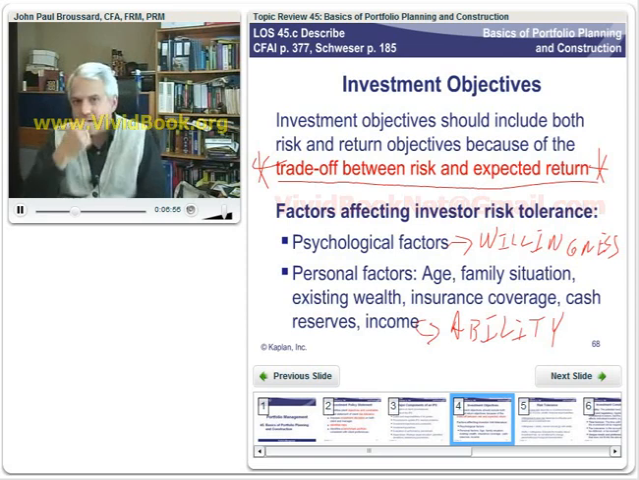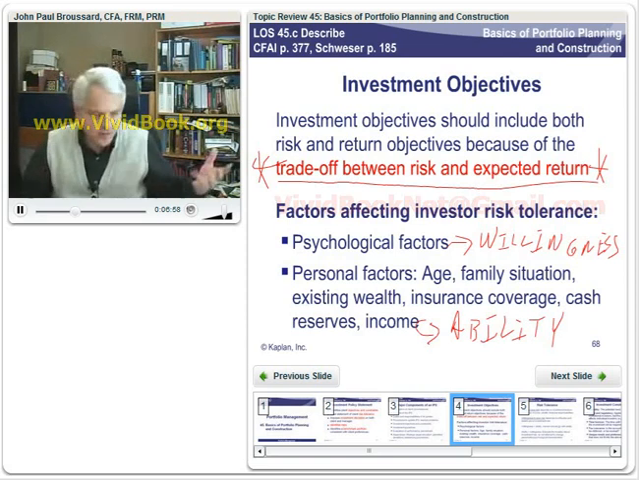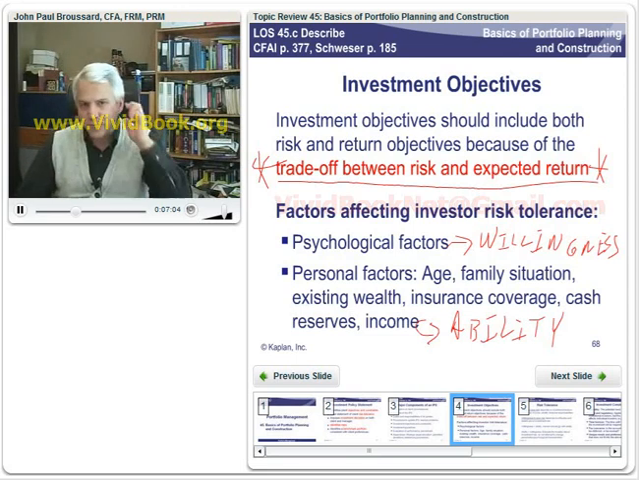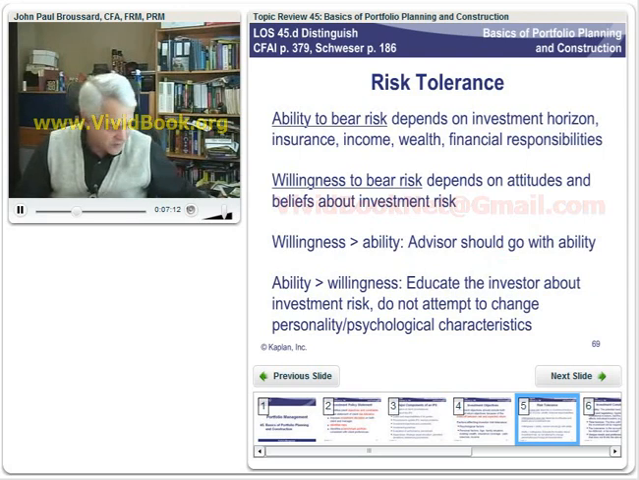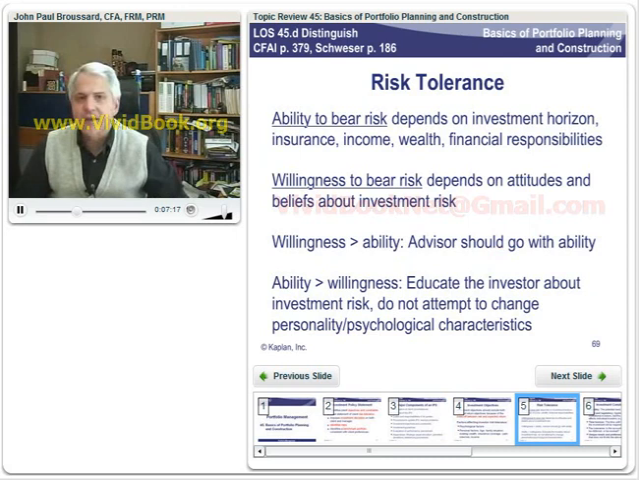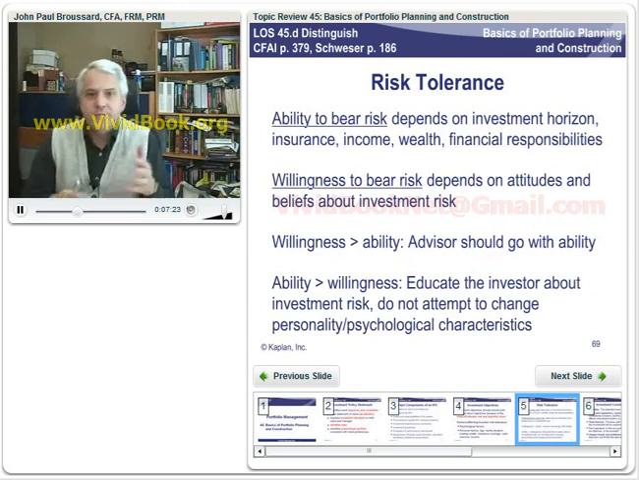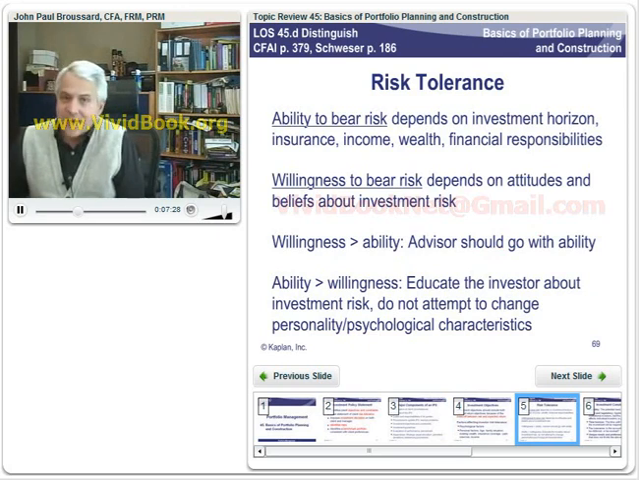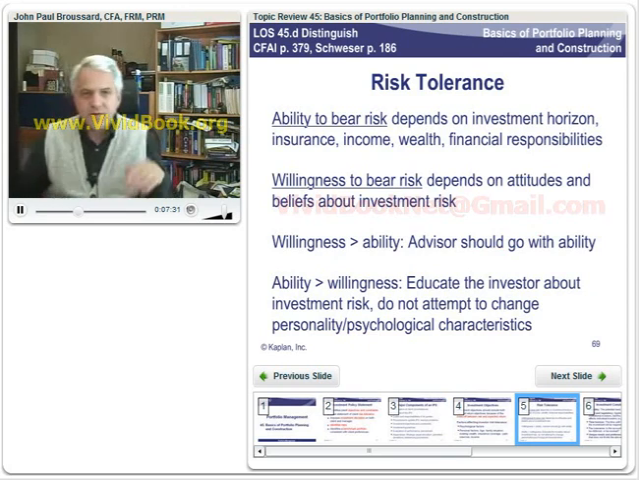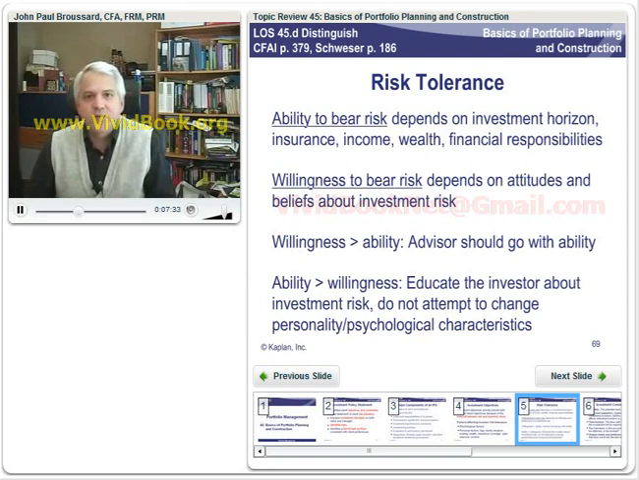Those personal factors are going to be age, family situation, existing wealth. I mean, there's a bunch of different factors that could come into play there: existing portfolio, how the wealth was generated, etc. Those are connected more with ability. So if we go directly to the risk tolerance factors, and its ability and willingness perspective, when we talk about ability to bear risk, this is more specific to the personal factors of the investor. This is the investment horizon, what kind of income the investor has, what kind of liquidity they need, the financial responsibilities they have, etc.